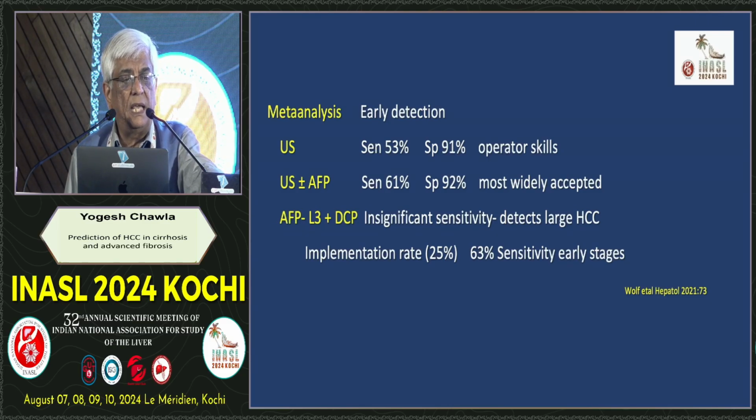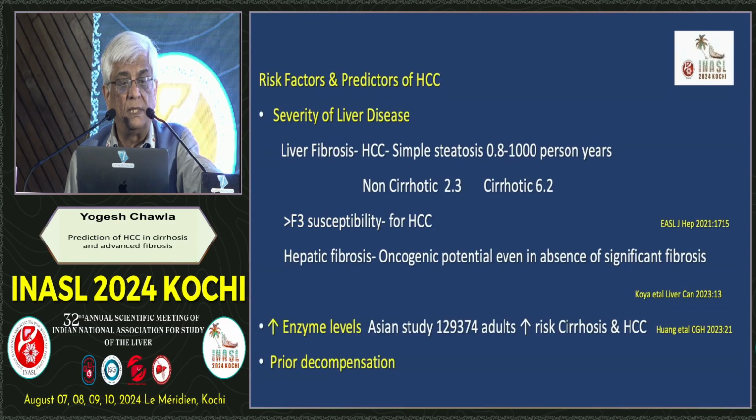Alpha-fetoprotein L3 and PIVKA or DCP have insignificant sensitivity and usually pick up large HCC, and they are being used in only a few setups. Moreover, the implementation of these screening strategies is only 25% even in the United States, and the implementation is very poor. It is less so even in the Indian context.